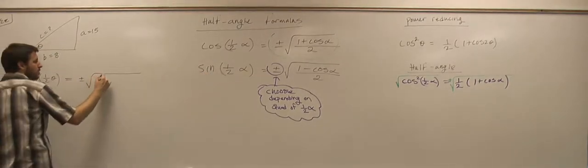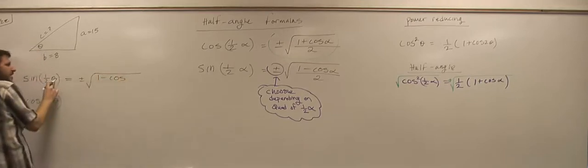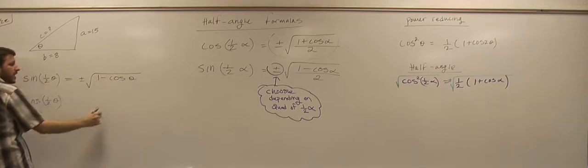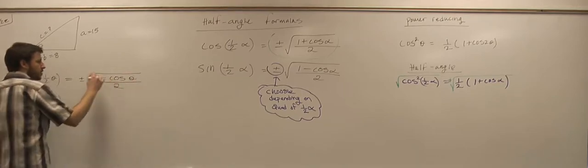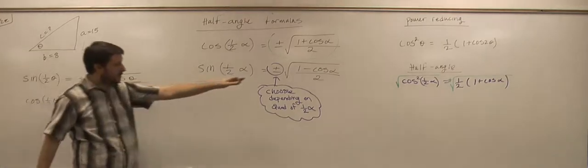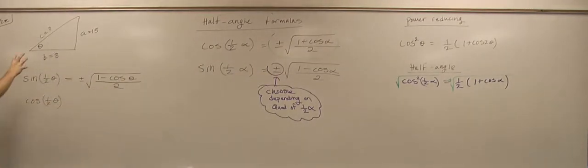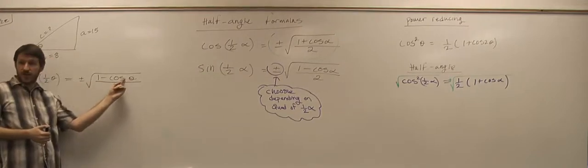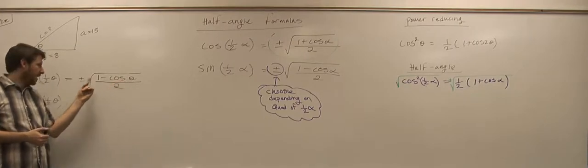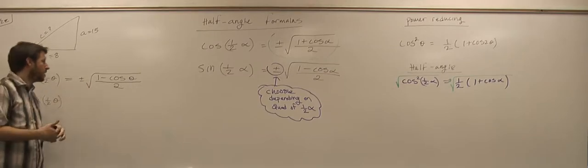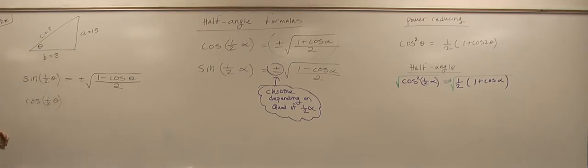here. 1 minus cos, in this case it's theta, right? You take this half angle and change it into a full angle, over 2. This is just this exact form. So if I want to know what sine of 1/2 theta is, I need to do two things. I need to figure out what cos of theta is, and I need to choose a sign. Let's start with the cos theta. How can I find cos theta?